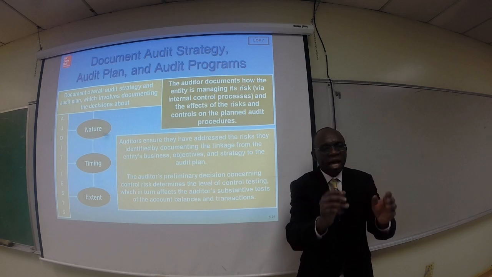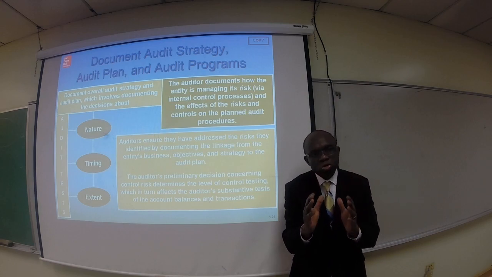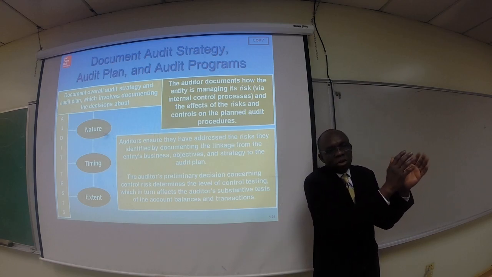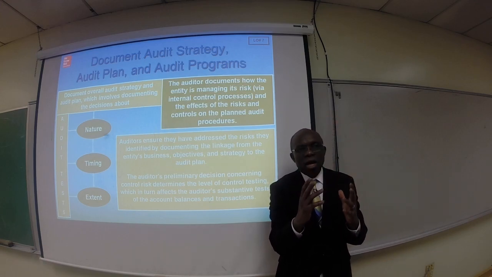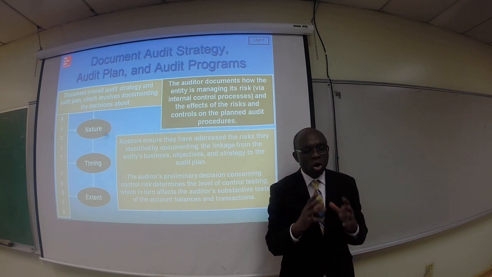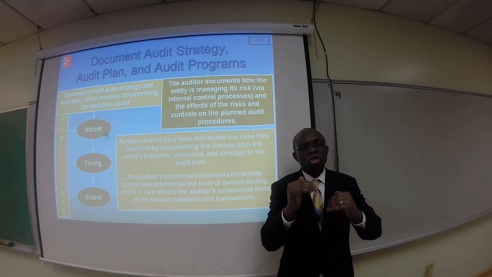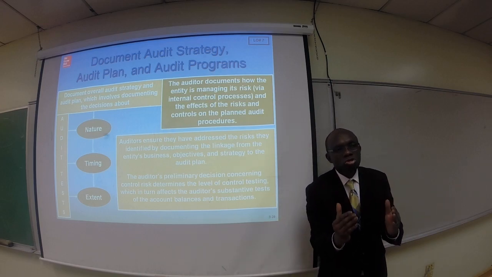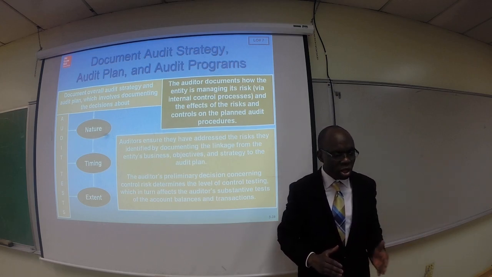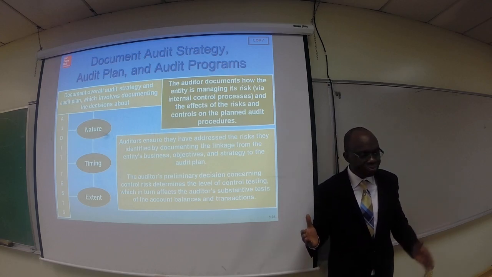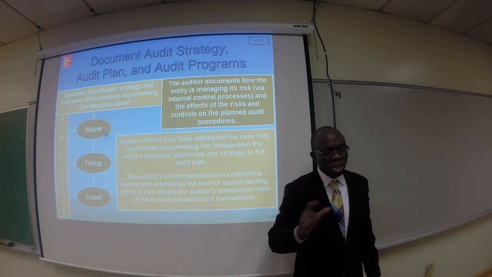So if you put together 6-7 audit procedures, or 6-7 things you are going to do to audit accounts receivable or inventory, we call those 6-7 procedures an audit program. So an audit program consists of a set of audit procedures that the auditors use to audit some management assertions as they relate to a particular account. So we document the overall audit strategy and the audit plan, which involves the following.